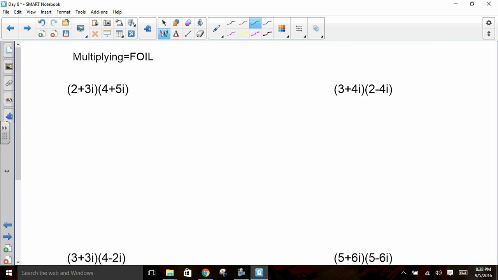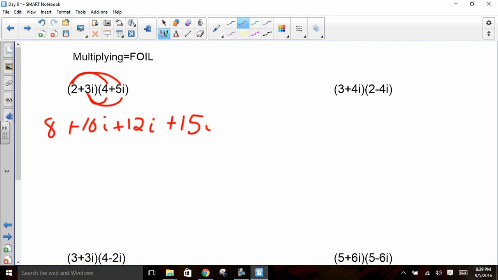All right, multiplication. So if you notice at the top, multiplying equals FOIL. So yes, we have to FOIL. Oh my gosh, the dreaded thing. So 2 times 4 gives me 8. 2 times 5 gives me 10i. Remember, treat it like a variable. 3 times 4 gives me 12, so 12i. And then, just like a variable, I'm going to get i squared, because 3 times 5 gives me 15, and i times i gives me i squared.